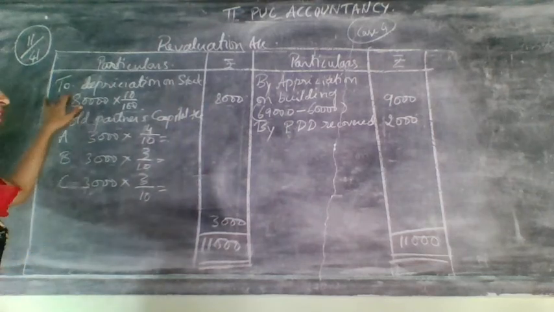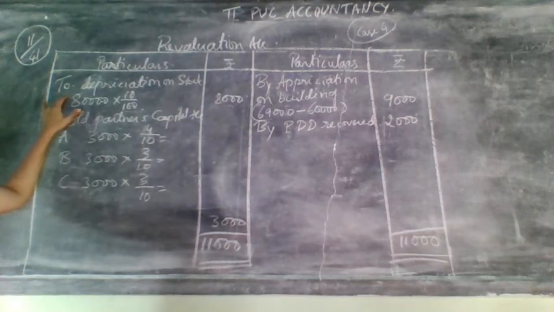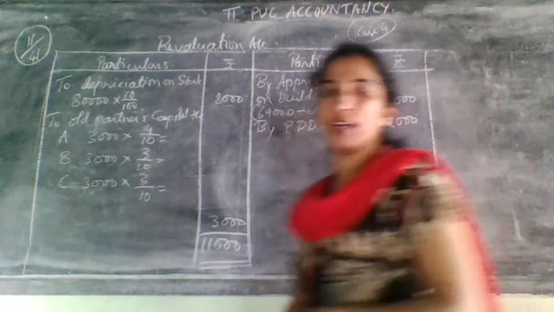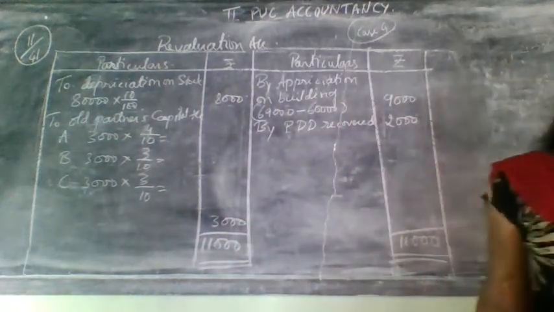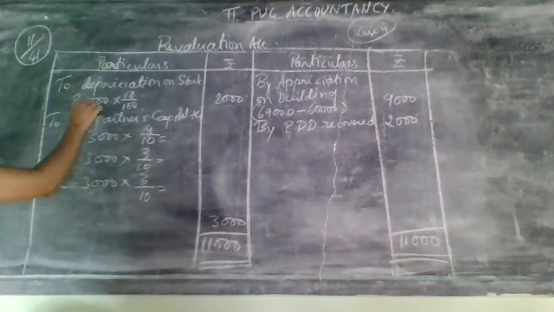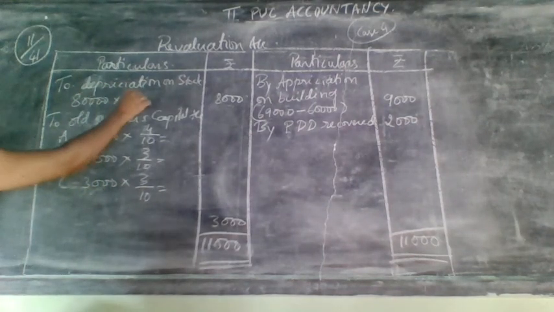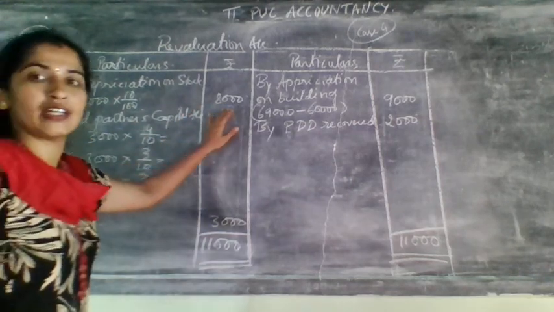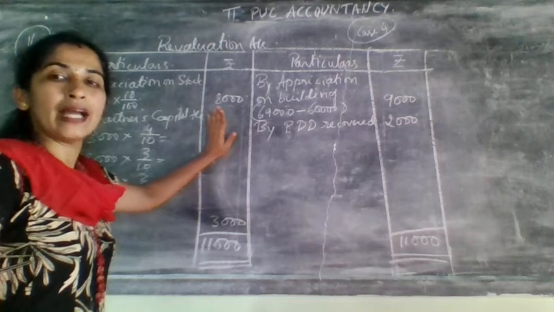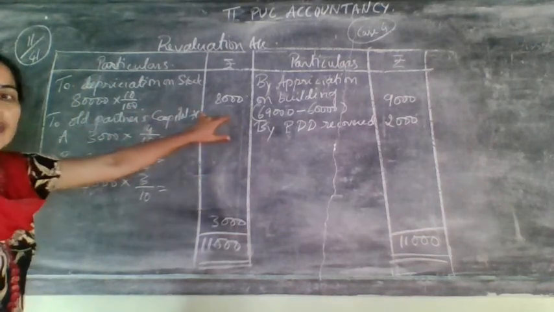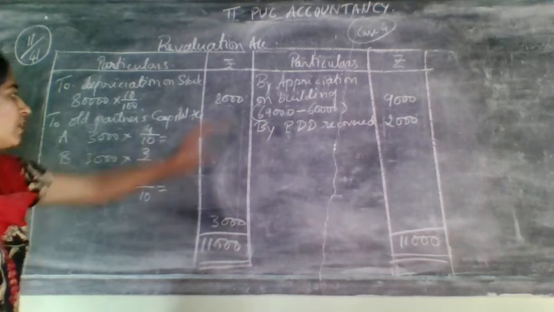And one more, they have given depreciation, that is depreciation on stock. They have given like reduce stock by 10%. Reduce means nothing but depreciation. If they have given the amount directly, you should take that amount. But here they have given reduced by 10%, so we need to charge that 10% and then write the amount here.